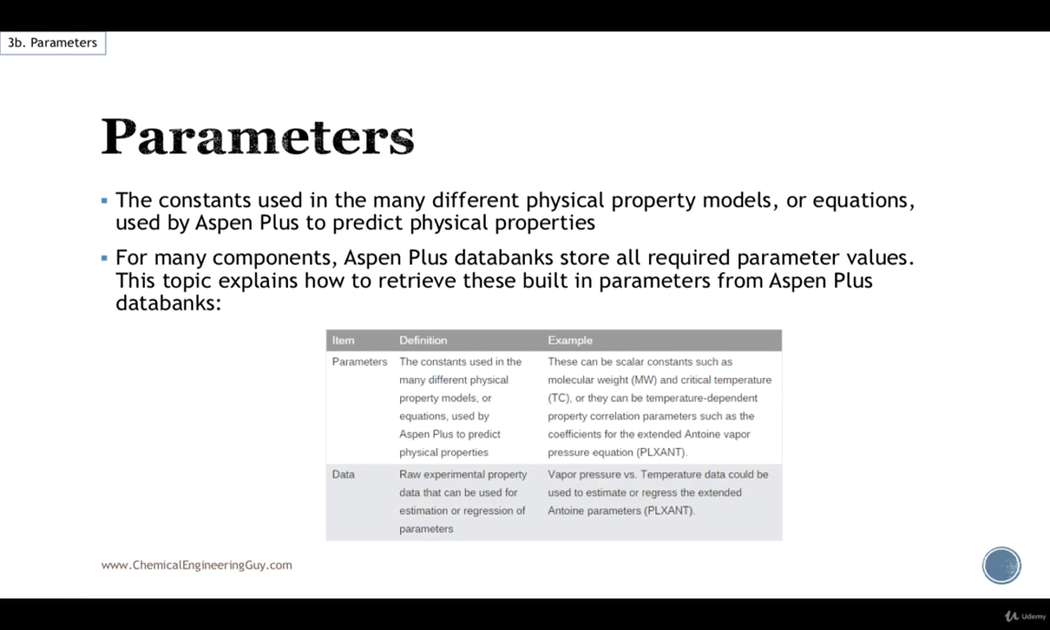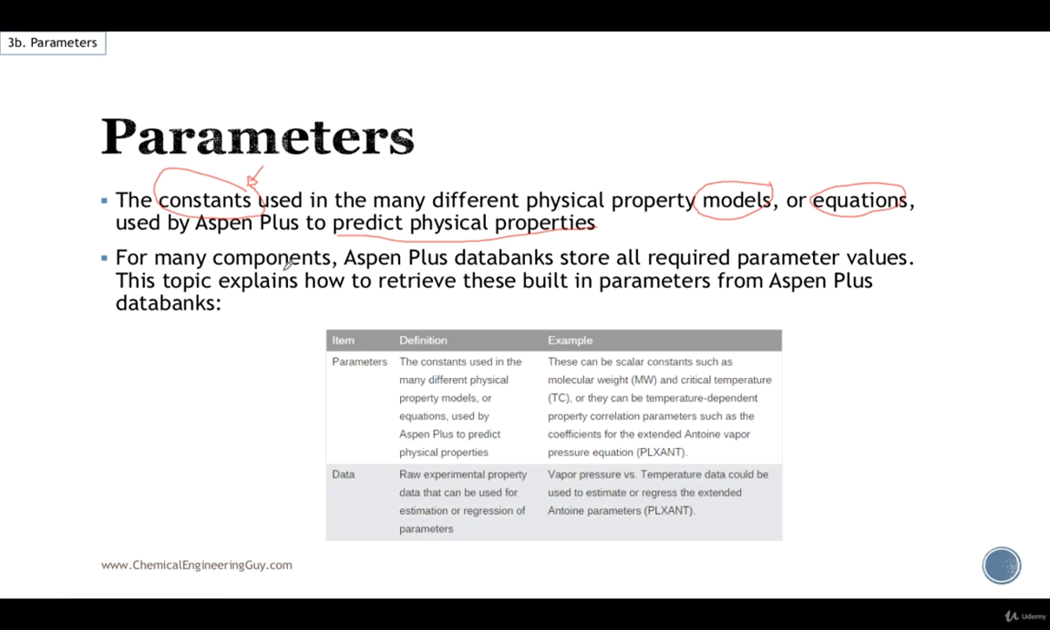It is any constant used in the many different physical property models or equations used by Aspen Plus in order to predict physical properties. So important points right here are either models or equations that require constants in order to calculate physical properties. Okay, so that's essentially the thing. It's any numerical value that will be inputted in a model equation in order to predict a physical property.